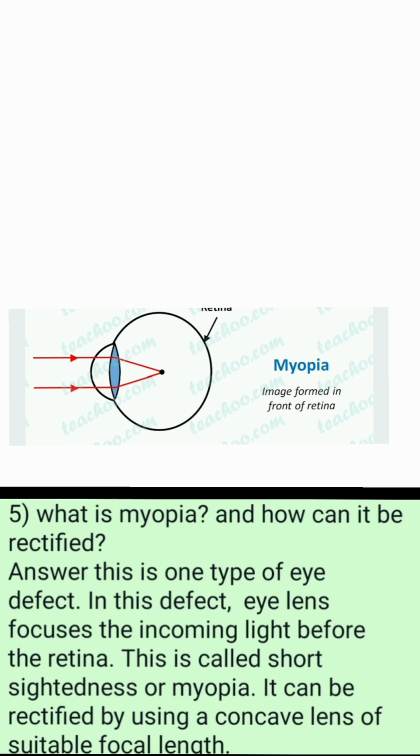5. What is myopia? And how can it be rectified? Answer: this is one type of eye defect. In this defect, the eye lens focuses the incoming light before the retina. This is called short-sightedness or myopia. It can be rectified by using a concave lens of suitable focal length.